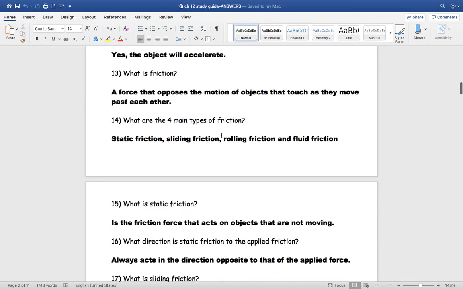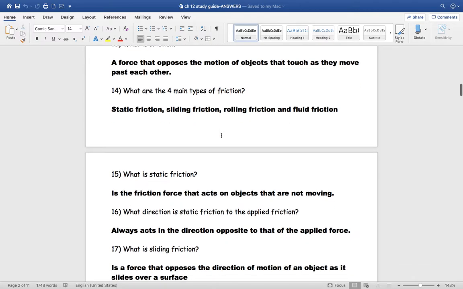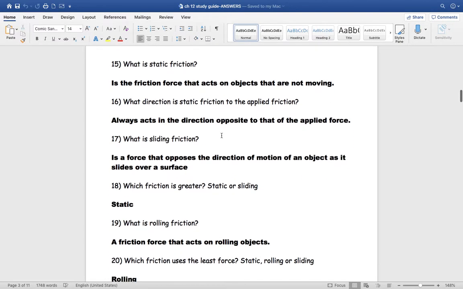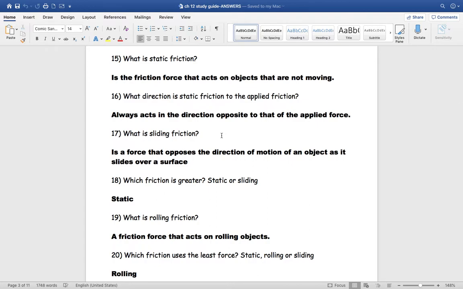13, what is friction? It's a force that opposes the motion of objects that touch as they move past each other. 14, what are the four main types of friction? You have static friction, sliding friction, rolling friction, and fluid friction. Number 15, what is static friction? It's the frictional force that acts on an object that is not moving. So static friction means the objects are not moving. That's what actually holds everything in place.